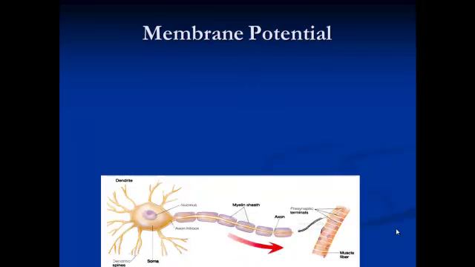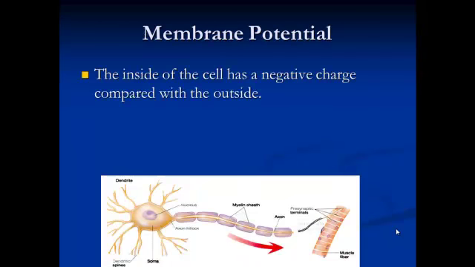So first thing you need to know really about the cell is its polarity. Polarity simply means that the inside of the cell has a charge that's different than the outside. It's polar. Like our Earth is polar. Our Earth has a positive and negative side. A magnet has a positive and negative side. And a cell, a neuron, has a positive and negative side. We call that a membrane potential or polarity.